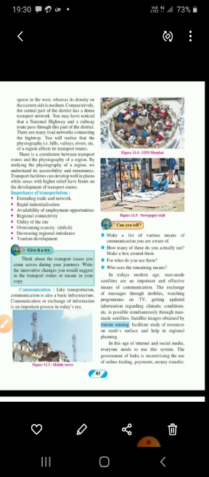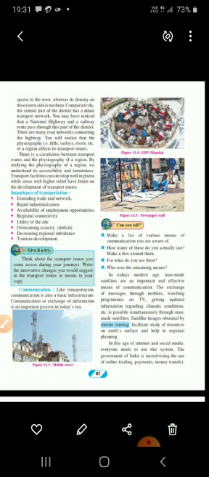The exchange of messages through mobile, watching programs on TV, getting updated information regarding climatic conditions, etc. is possible simultaneously through man-made satellites. Satellite images obtained by remote sensing facilitate study of resources on Earth's surface and help in regional planning. In this age of internet and social media, everyone needs to use this system. The Government of India is incentivizing the use of online trading, payment and money transfer.